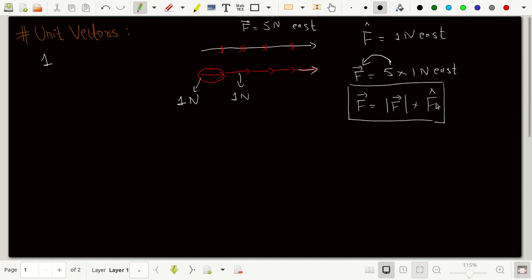If I need to calculate my unit vector out of it, I can write my unit vector, F cap or F hat, to be the given vector divided by its magnitude. In this way you will be calculating the unit vector of any given vector, be it velocity or acceleration. So this was all about unit vectors.